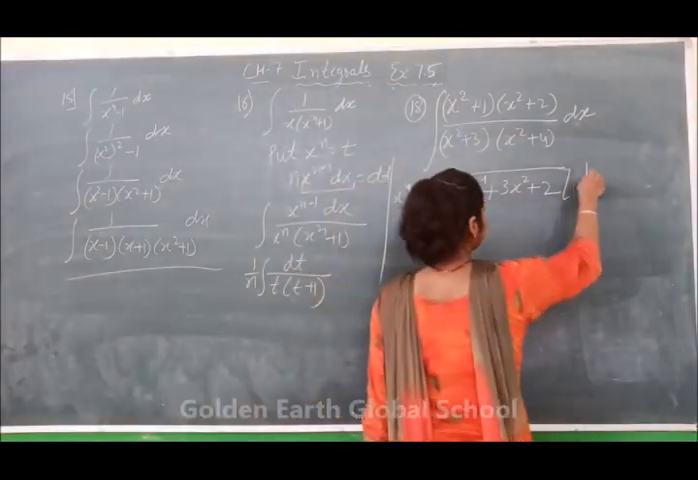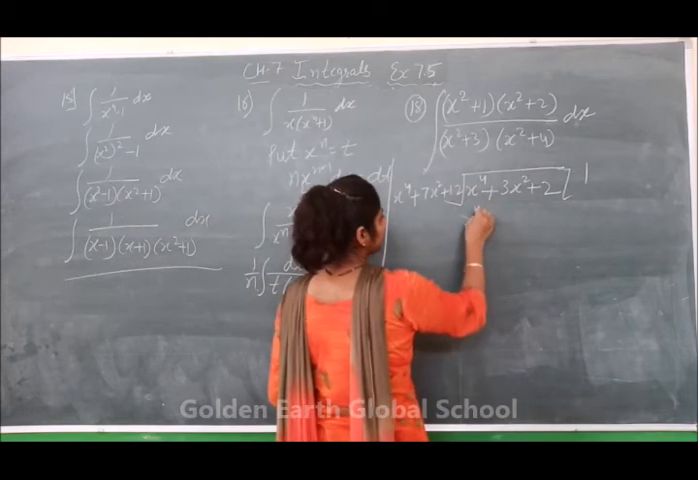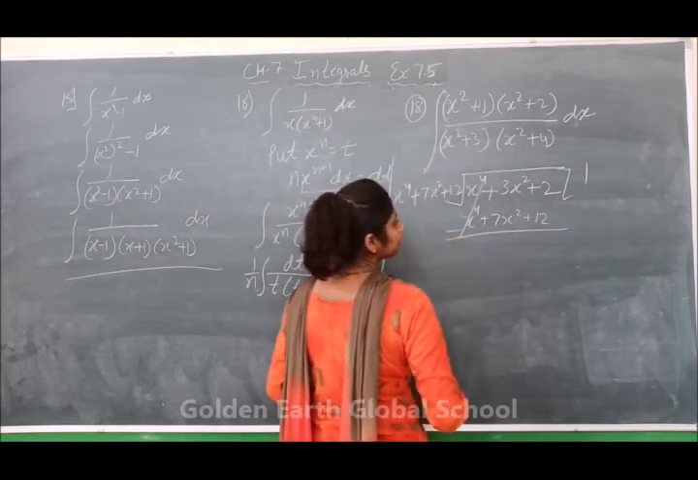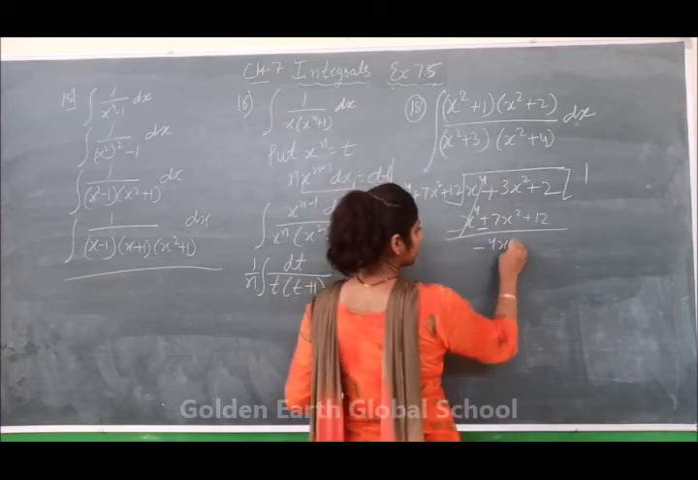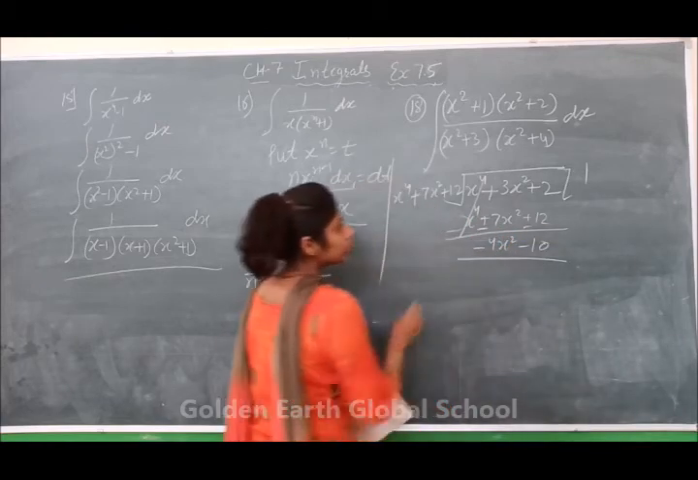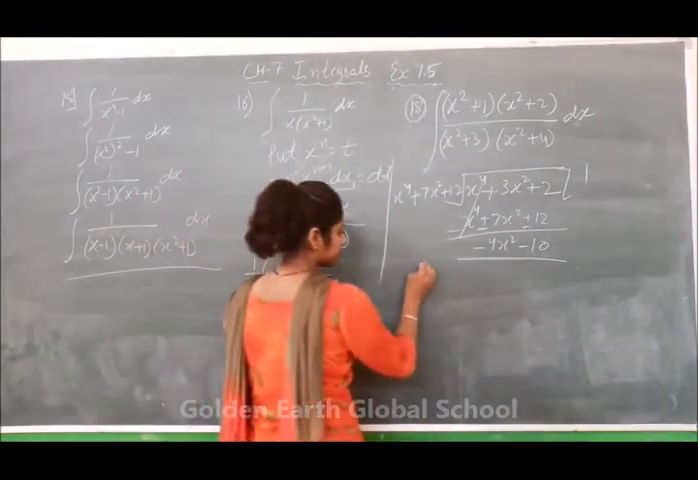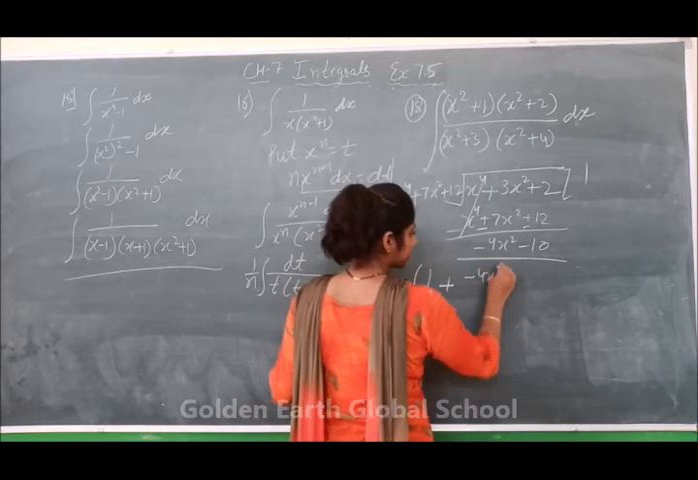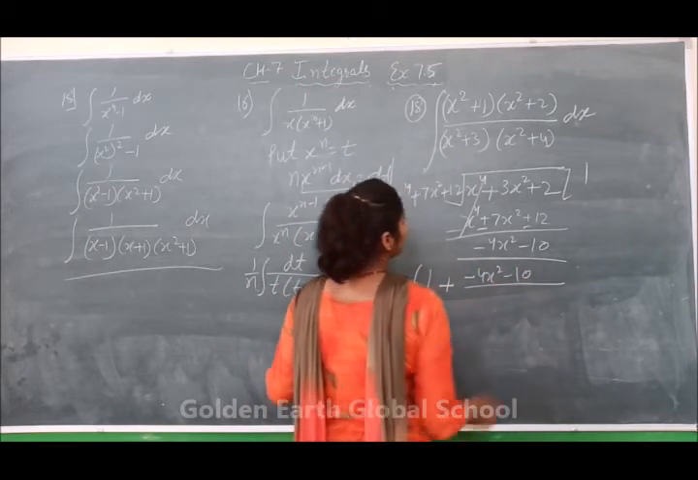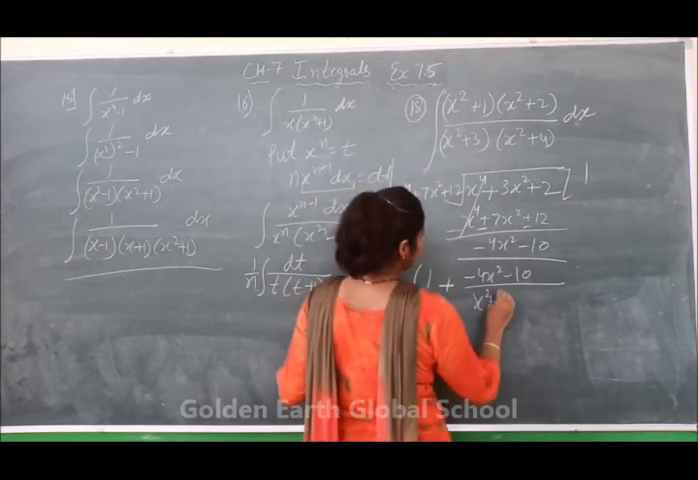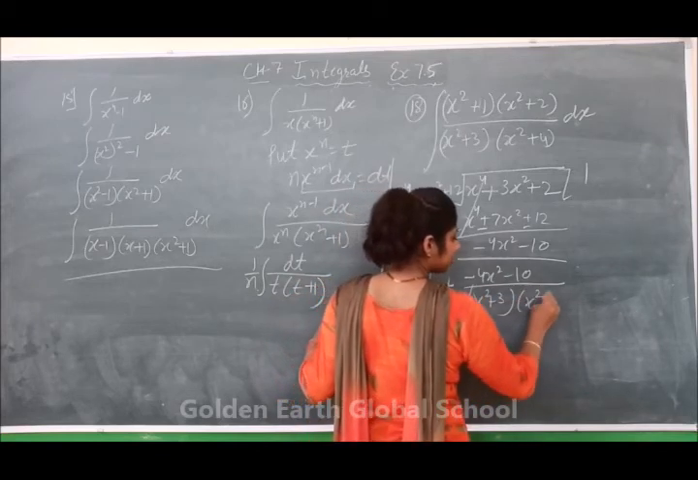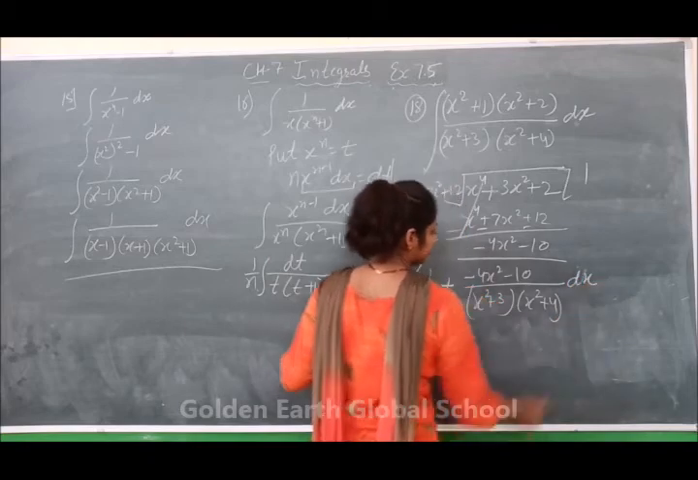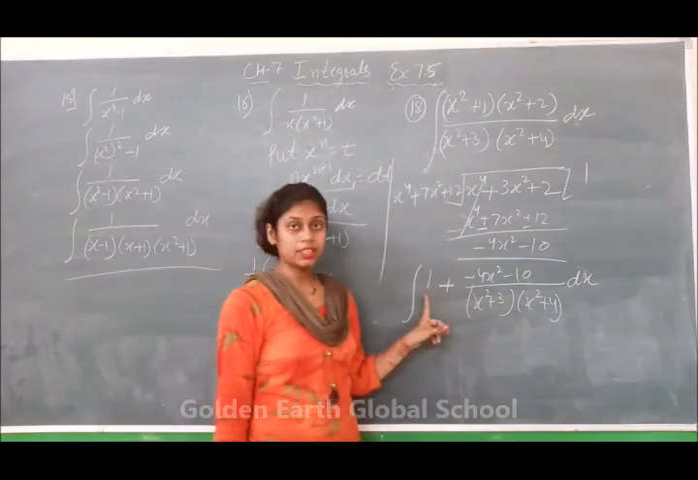Now by dividing, this term will cancel, leaving minus 4x square minus 10. So our function will become 1 plus minus 4x square minus 10 upon x square plus 3 into x square plus 4, into dx. Now integration of 1 is x.